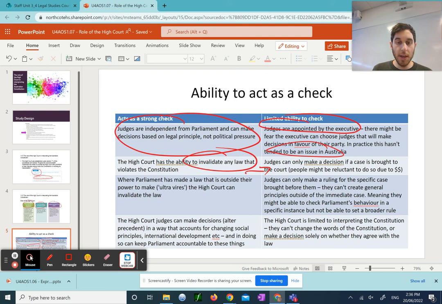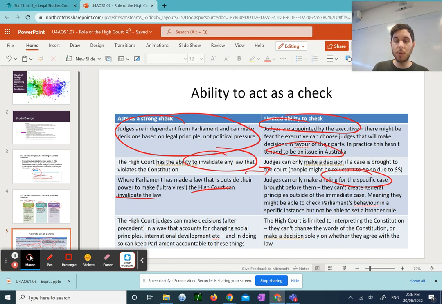Where Parliament has made a law that's outside of their power, the High Court as well is able to invalidate that law. So again, acting as a really strong check on Parliament. But the flip side to that is the judge can only make a ruling for that particular case. So they have to make a decision for the dispute that is in front of them, which means that they're not actually able to make more broad general principles.